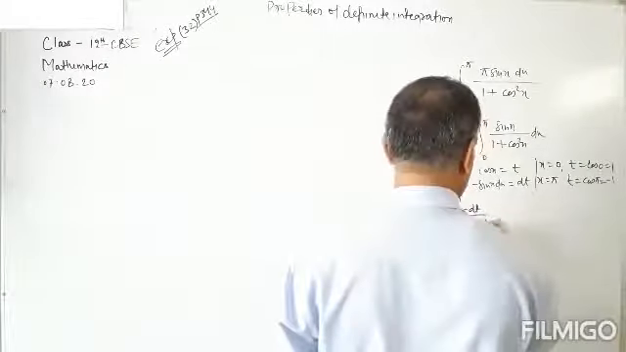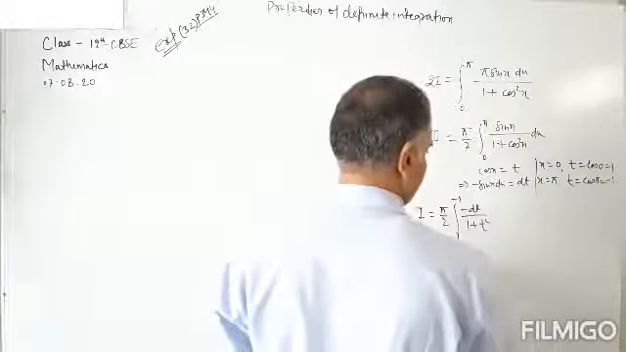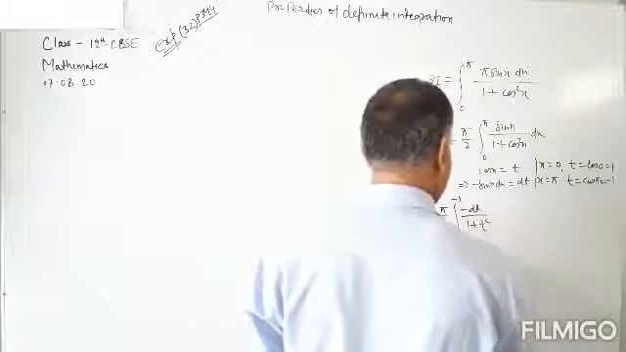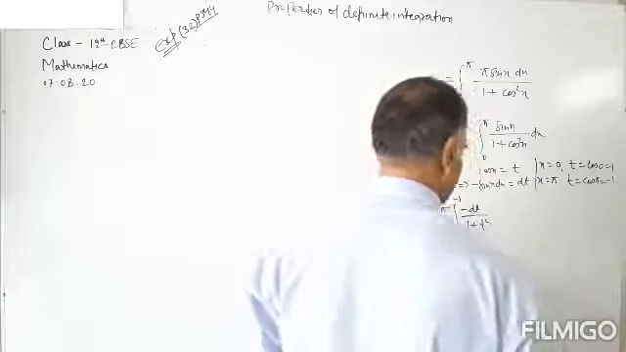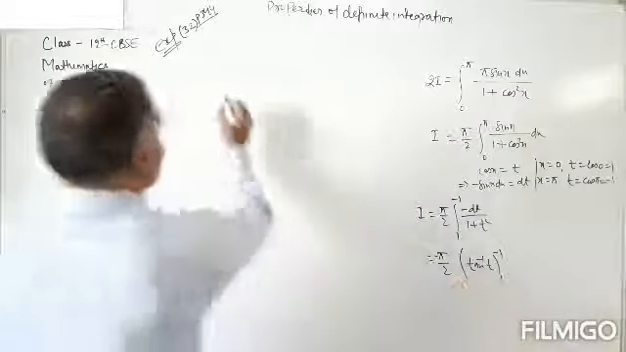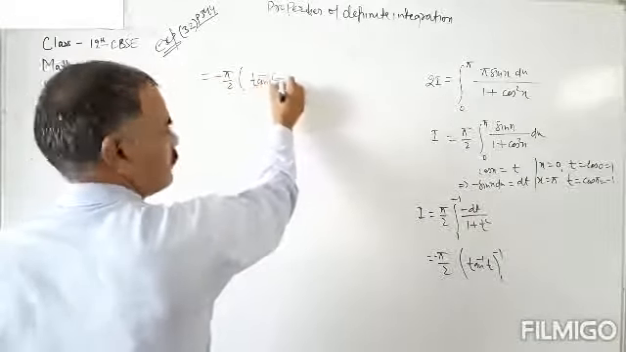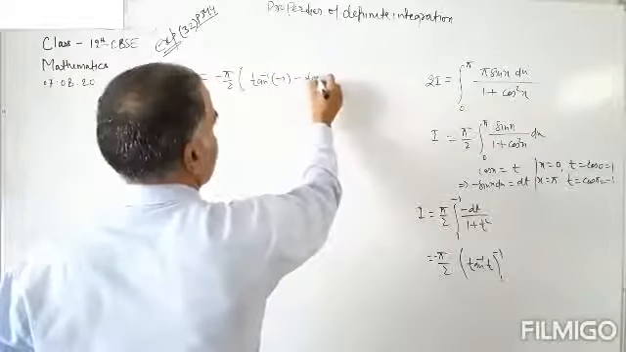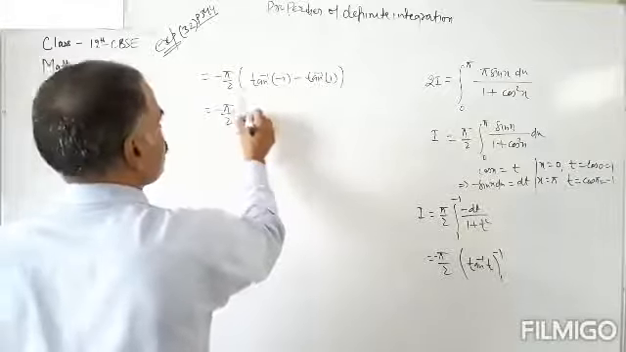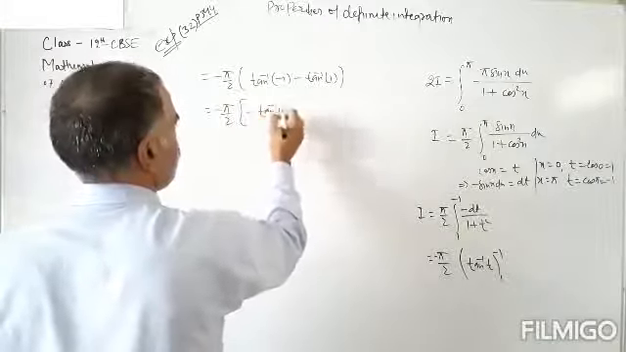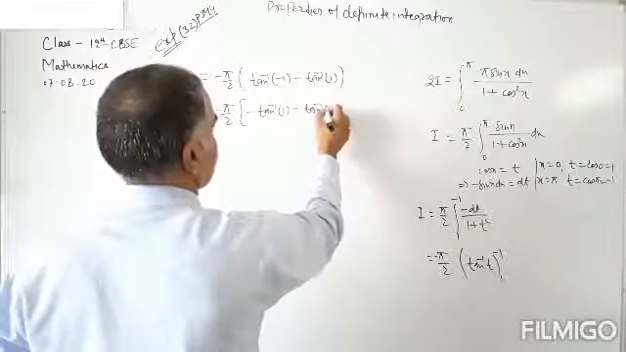So this equals minus the integral of dt upon 1 plus t square, and that is tan inverse t, with limits varying from 1 to minus 1. Okay, now we will take the limits: minus of tan inverse of minus 1 minus tan inverse 1. So this equals minus, tan inverse of minus 1 is minus tan inverse 1, minus tan inverse 1.